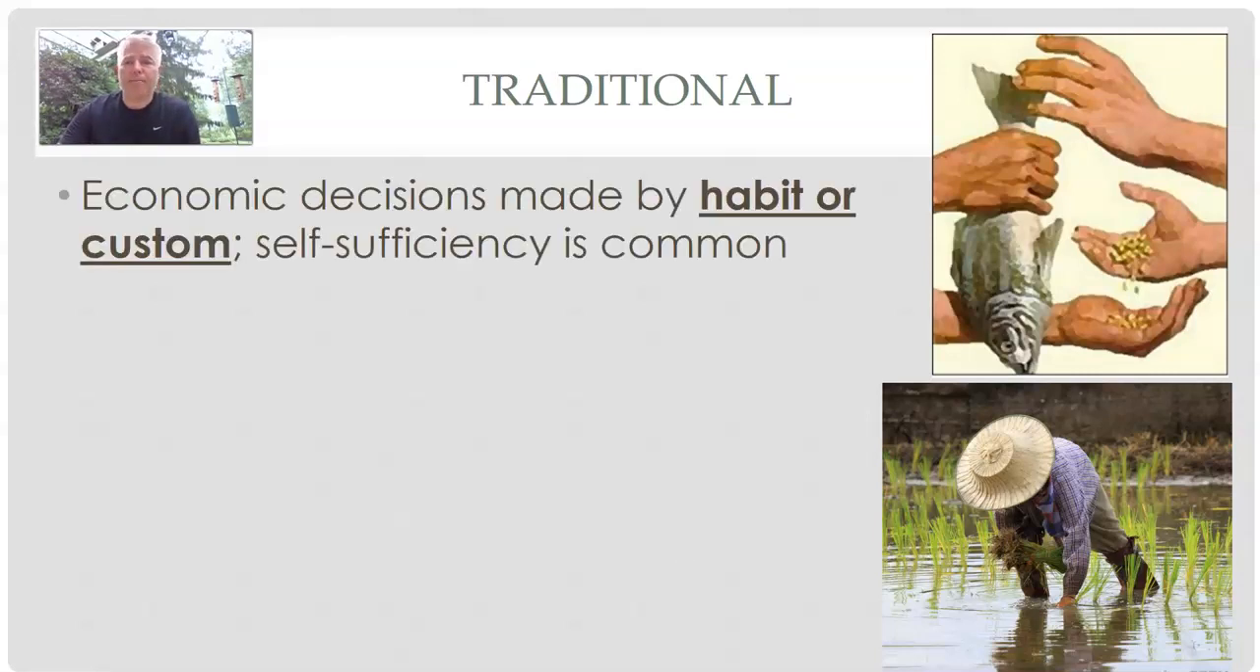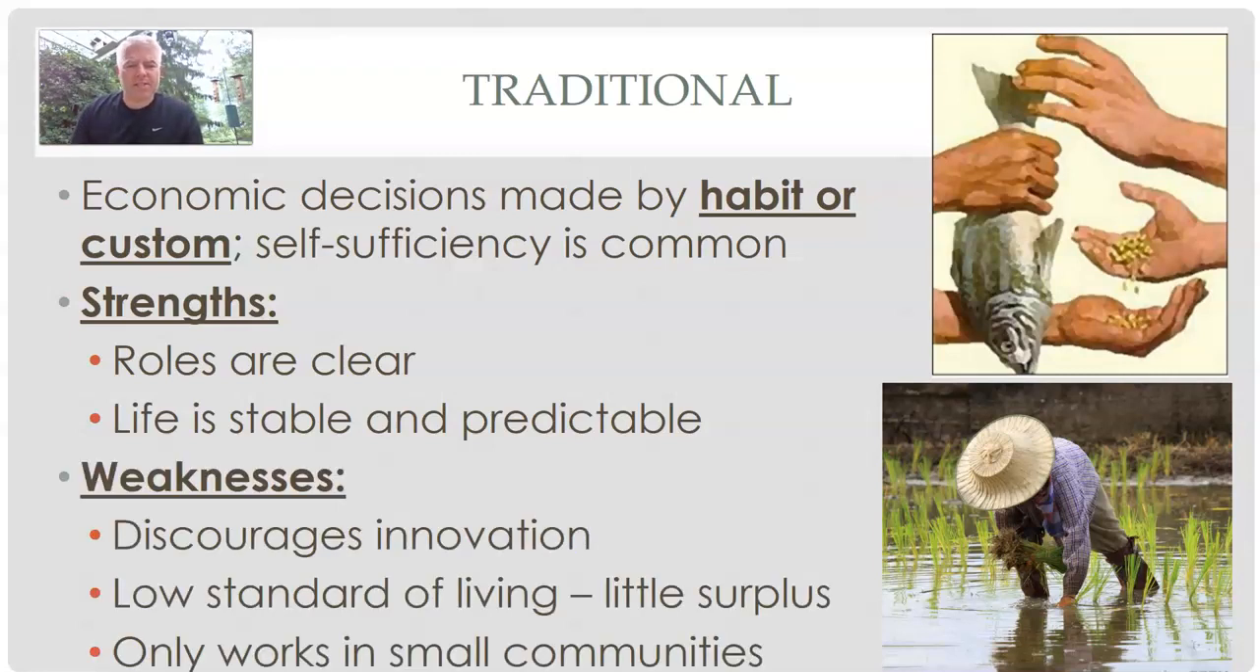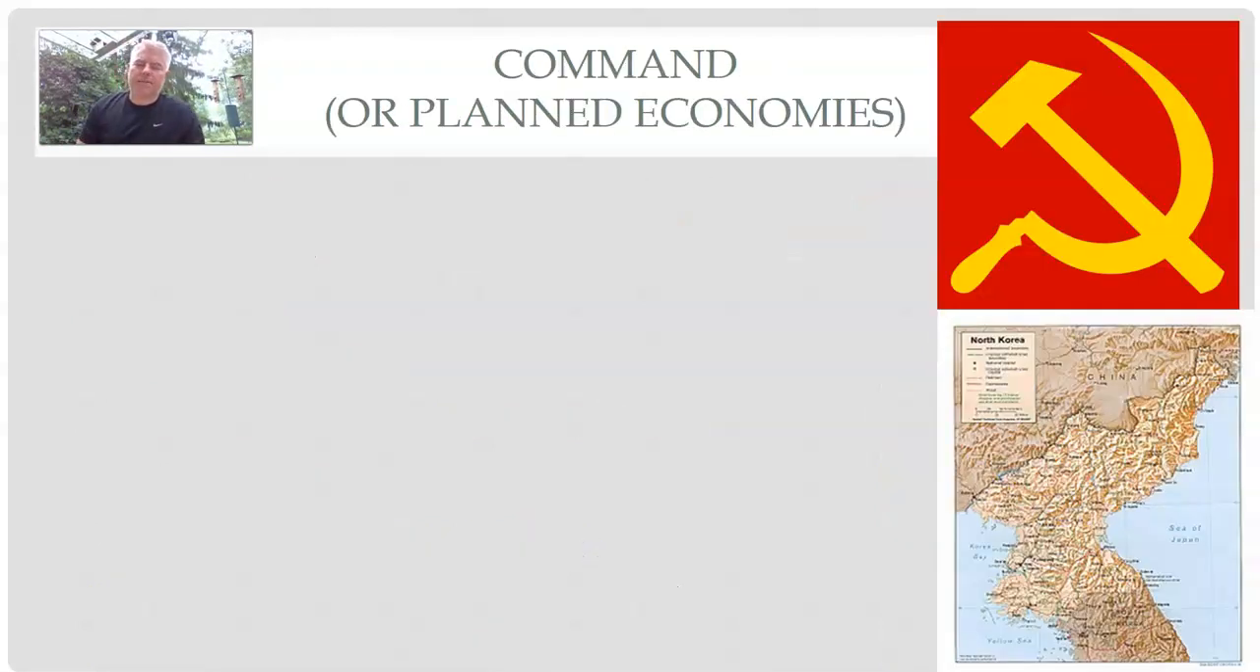This is historically the barter system, and it developed through habit or custom. In these systems, people are typically self-sufficient. The only advantage is life is really predictable and stable. If your dad was the village fisherman, there's a very good chance you're going to be the village fisherman. The big weakness in this system is it discourages innovation. And since everyone is really raising or chasing food, there's going to be a low standard of living. There's very little surplus, there's very little exchange or trade going on, and these communities tend to be somewhat small and stifled.